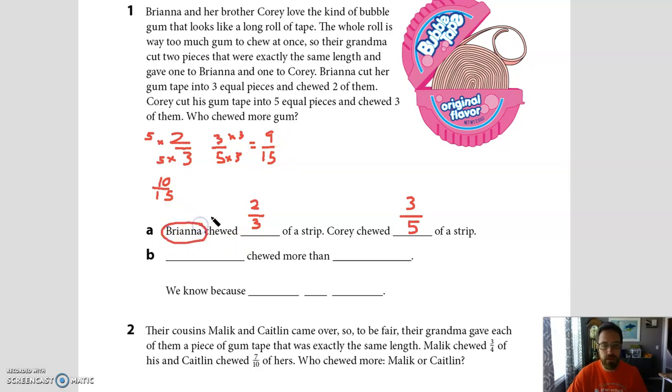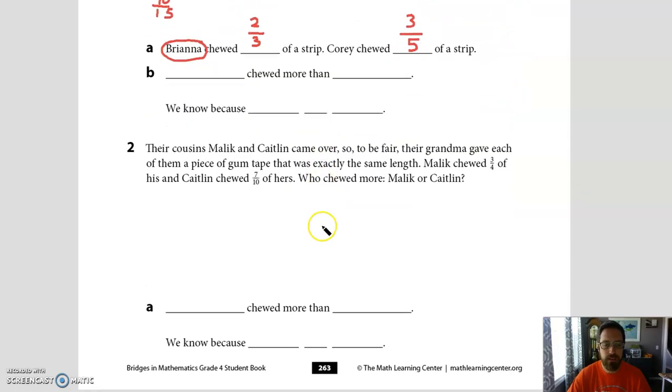Brianna chewed more. Okay, the other way we could do it is simply cross multiplying. And when we cross multiply, you climb the ladder. So 3 times 3 would be 9, and 5 times 2 would be 10. And simply, that's what we just did. That's why cross multiplication works, because you're multiplying by the other denominator. We know this because if we find a common denominator or we cross multiply, 2/3 is greater than 3/5. Okay, let's go down and look at number 2.